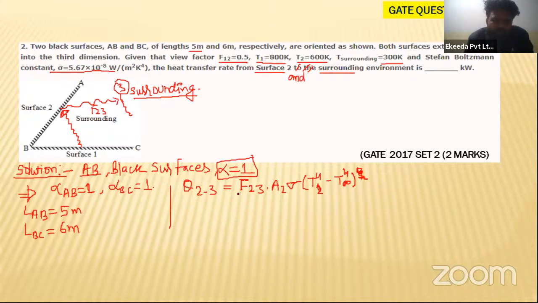Do you know the value of F23? They have given only F12. If they have given F12, can you calculate the value of F23? How will you calculate the value of F23? So according to the summation rule, I'm just writing here so that you will know.